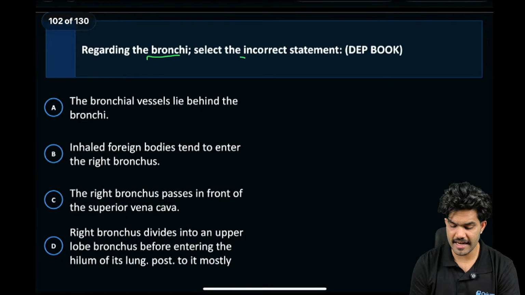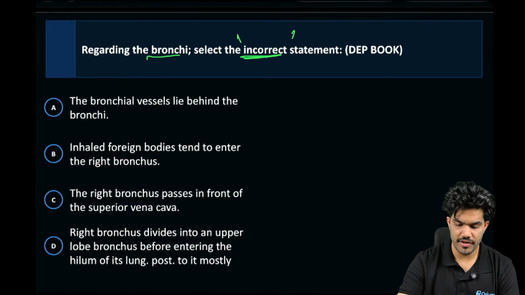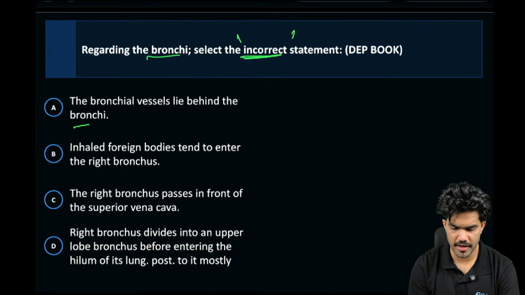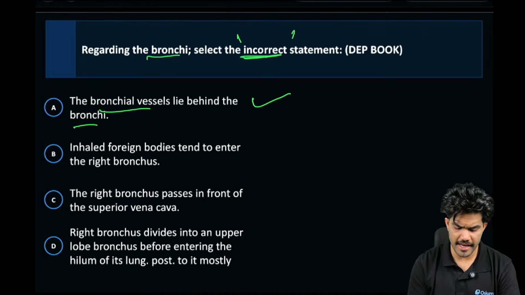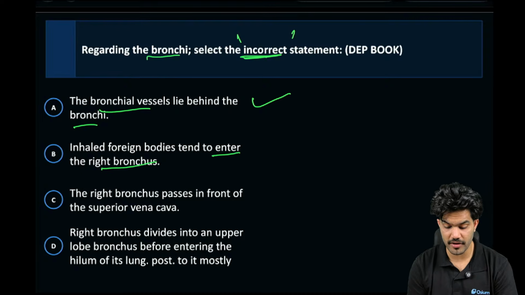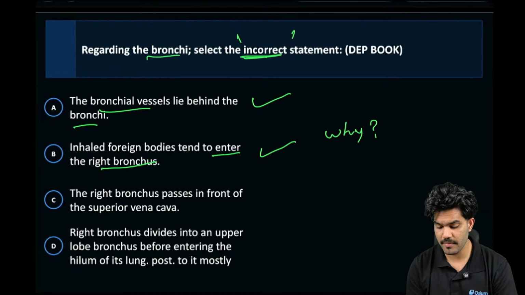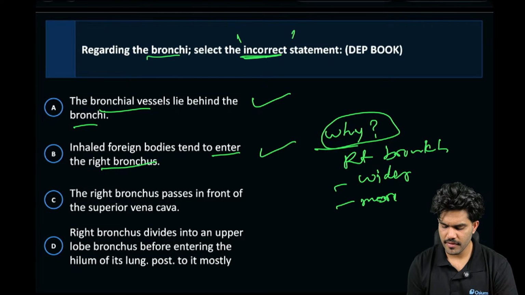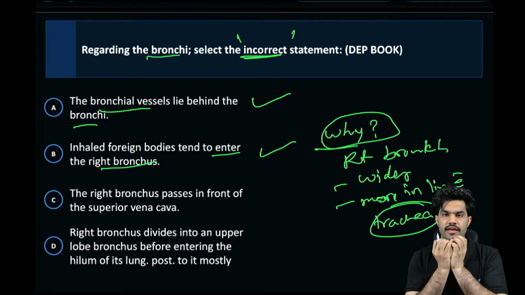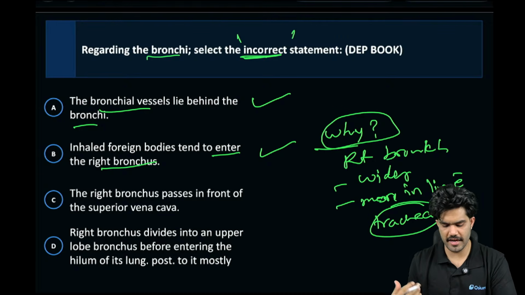Regarding bronchi, select the incorrect statement. Okay. We have to select the incorrect statement. The bronchial vessels lie behind the bronchi. Yes, bronchial vessels always lie behind the bronchi. Inhaled foreign bodies tend to enter the right bronchus. Yes. Why? Because right bronchus is wider and more in line with what? Trachea. So any foreign body whatever inhaled directly passes to right bronchus.